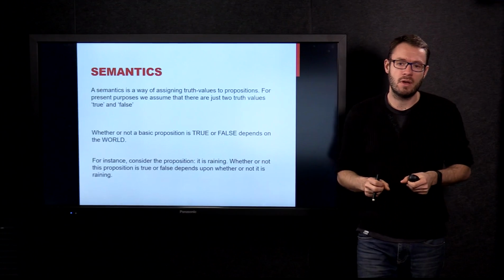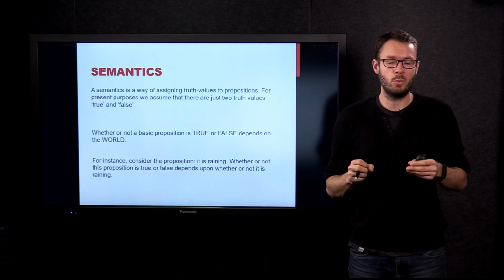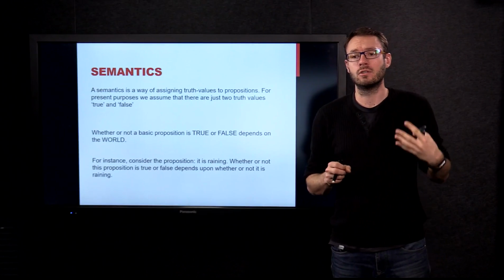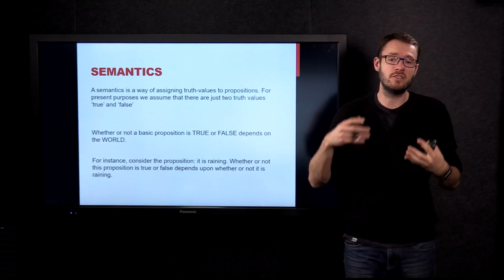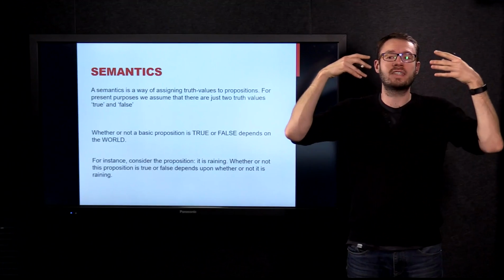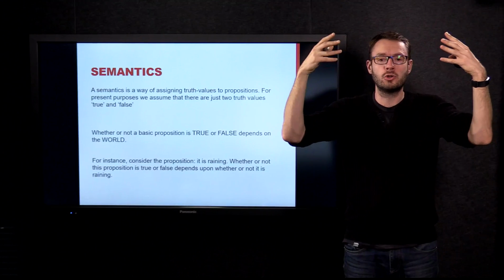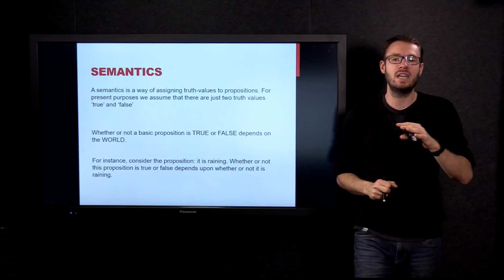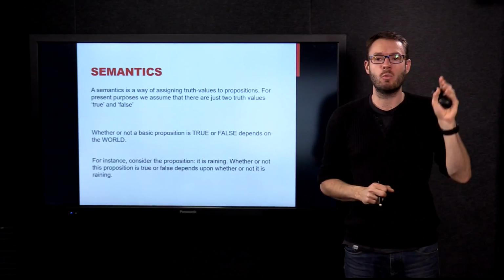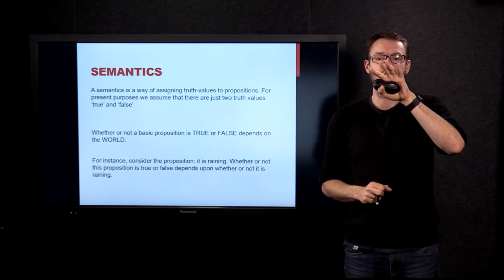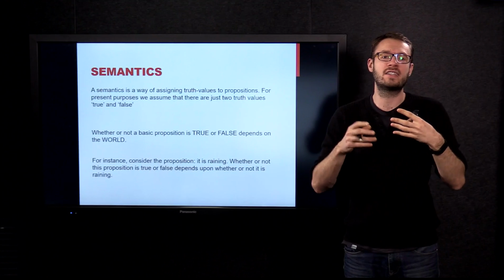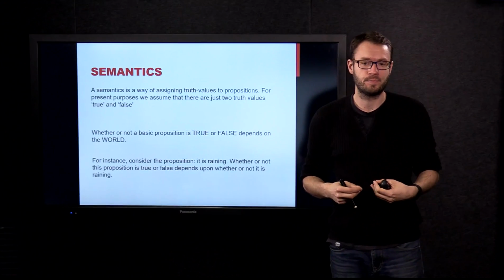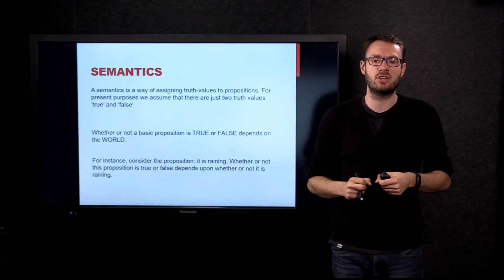And in order to work out whether or not an argument is valid, we need to work out whether it's impossible for the premises to be true and the conclusion false. But in order to do that, we need some way of assigning what's called a truth value or a semantic value to the premises and to the conclusion. So we need some way of determining whether or not a premise is true or whether it's false, or at least the conditions under which it would be true or false. And that's what the semantics for propositional logic is going to do.